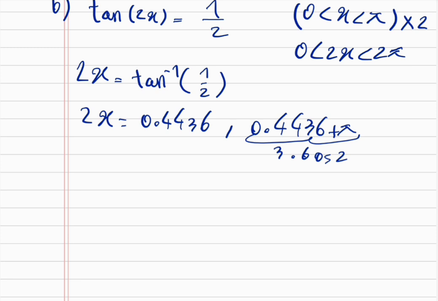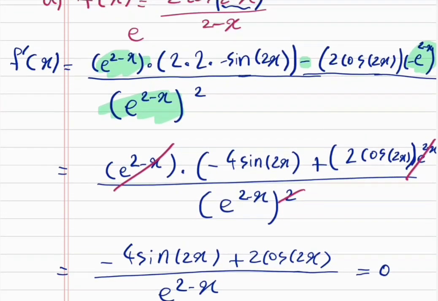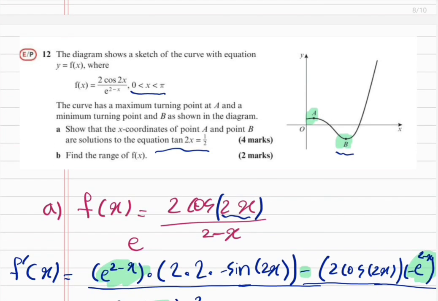Right, now you have 2x equal to these values. Obviously you want to find x, so you just divide all of these values by 2. Then you are going to get 0.2318, and for the other one 1.8026. This step is very important now, because you need to decide which of these values should be used. So let's go back to the curve.